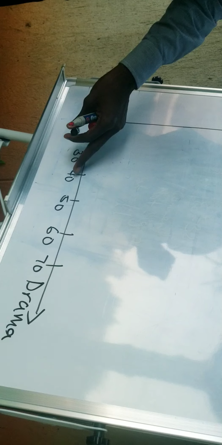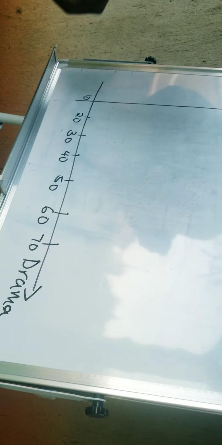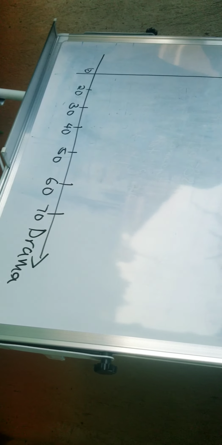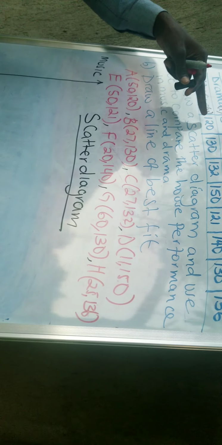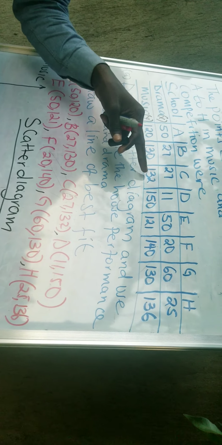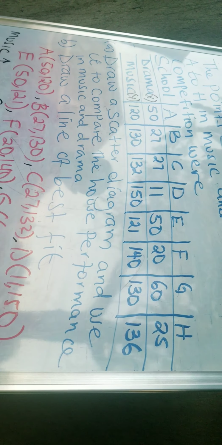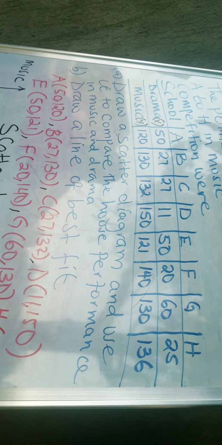However, maintain a uniform scale throughout your values. I'm adding on 10, 10 on the horizontal scale. Then crossing to my y values, the range is from 120, 130, 132, 150. The biggest value is 150. So I can choose to start with 100.